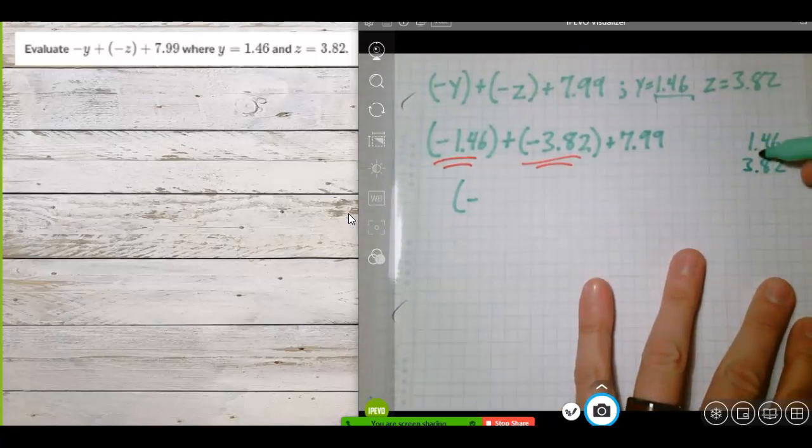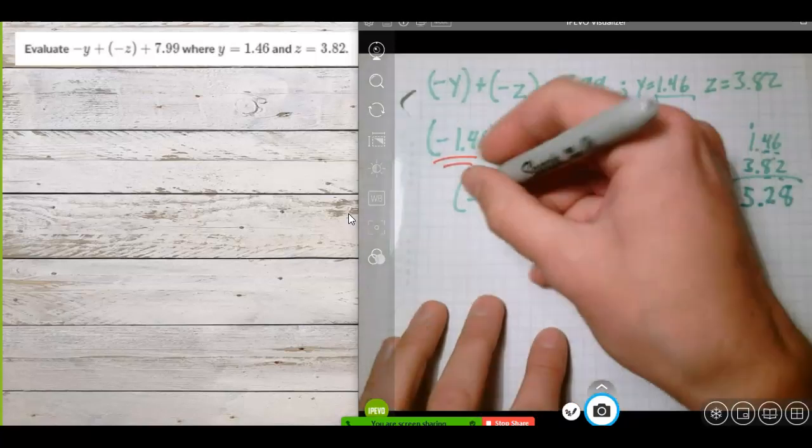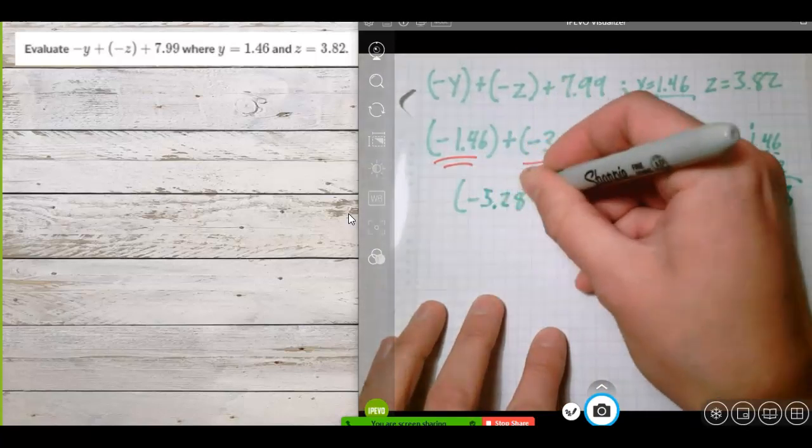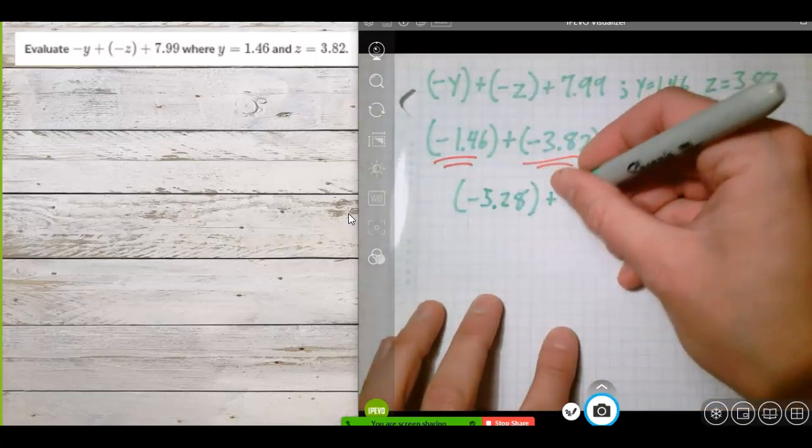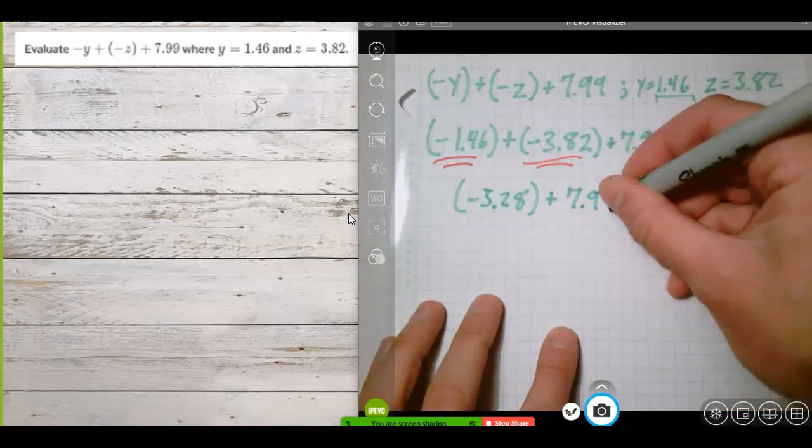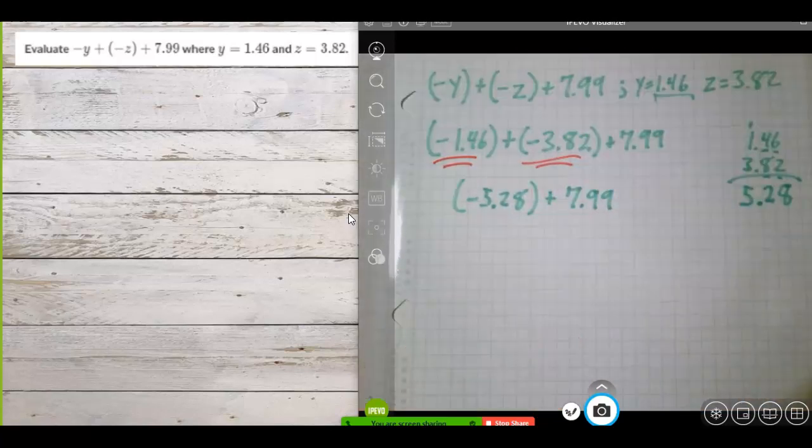Now here's the trick. Since it was 1.46 and 3.82 and they both had 2 decimal places, for a minute we can ignore the decimal places. It doesn't really make a difference as long as we stack and do the addition correctly. So now we can bring it back in, 5.28. We've got a battle brewing. Negative 5.28 plus a positive 7.99. Who is going to win that battle? The good guys. The good guys.